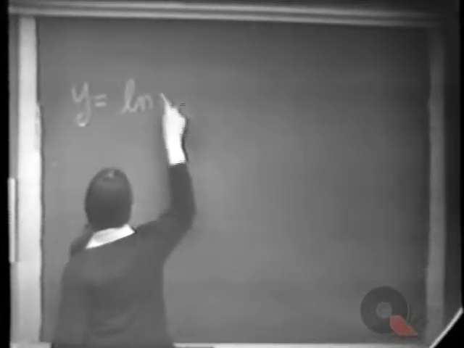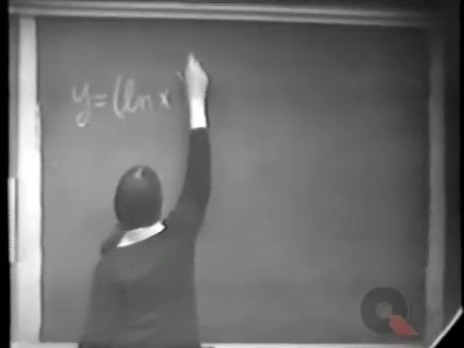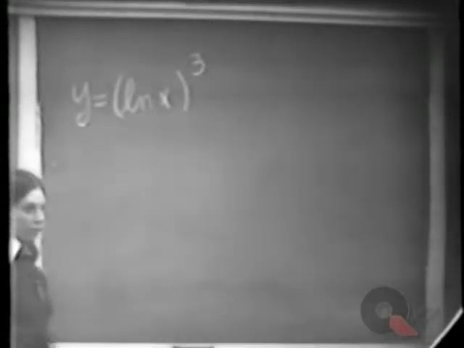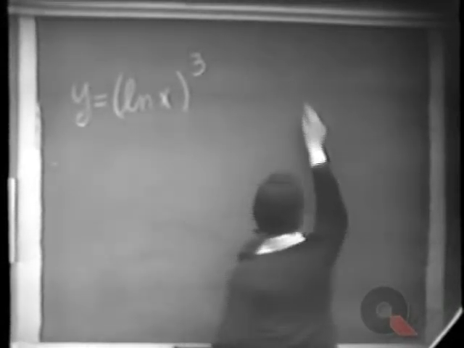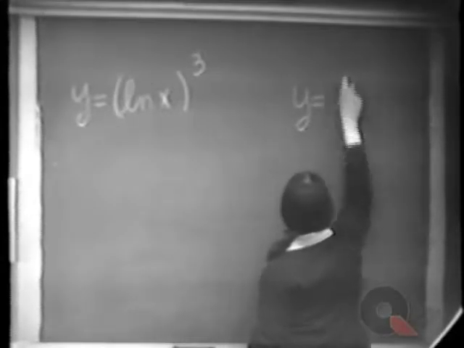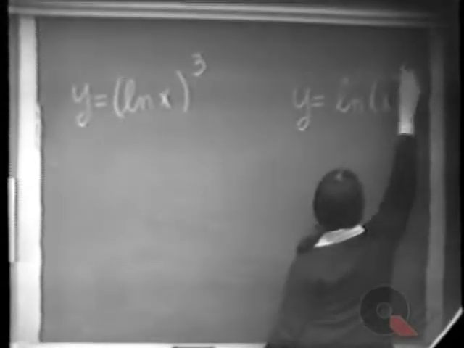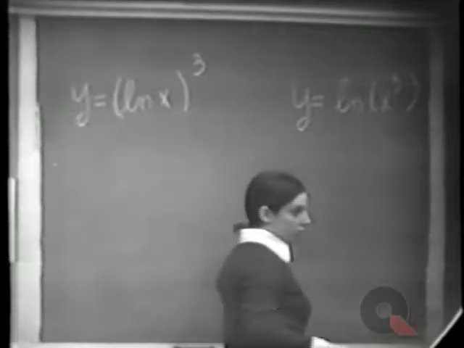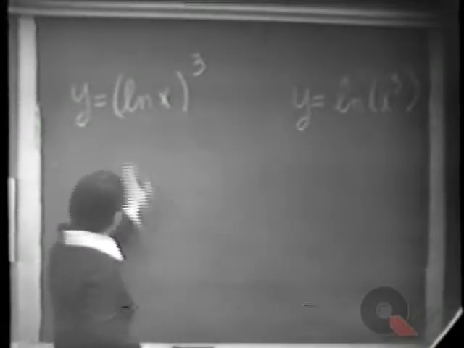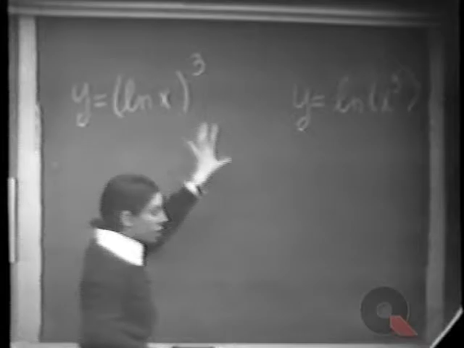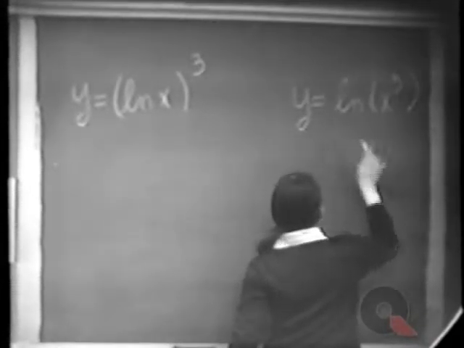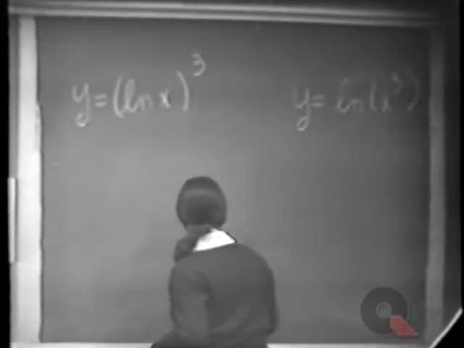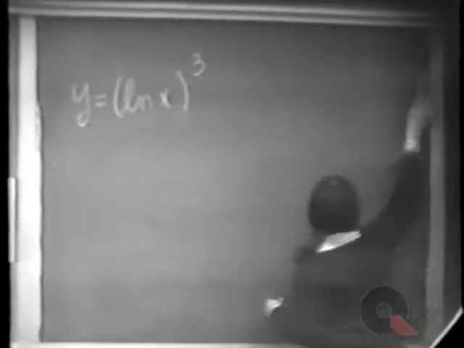Now suppose y is equal to the natural log of x, all raised to the 3rd power. This is not the same as the problem that we just considered. Previously we considered the natural log of x cubed. These are different problems. Here it's the natural log of x all cubed. This was the natural log of x cubed. In this case, you could bring the 3 down, but not in this case.